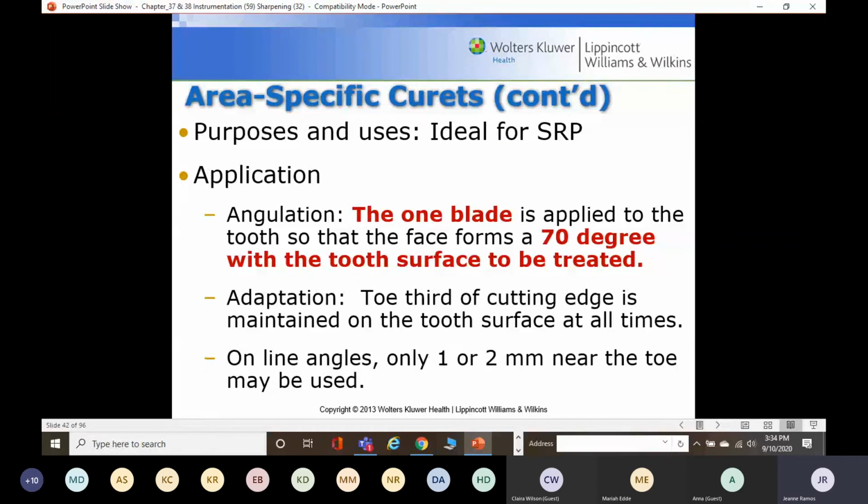So these are perfect for SRP. The one blade is applied to the tooth so that the face forms a 70-degree angle with the tooth. The toe third of the cutting edge is on the tooth surface, and on line angles, once again, maybe one or two is near the toe.